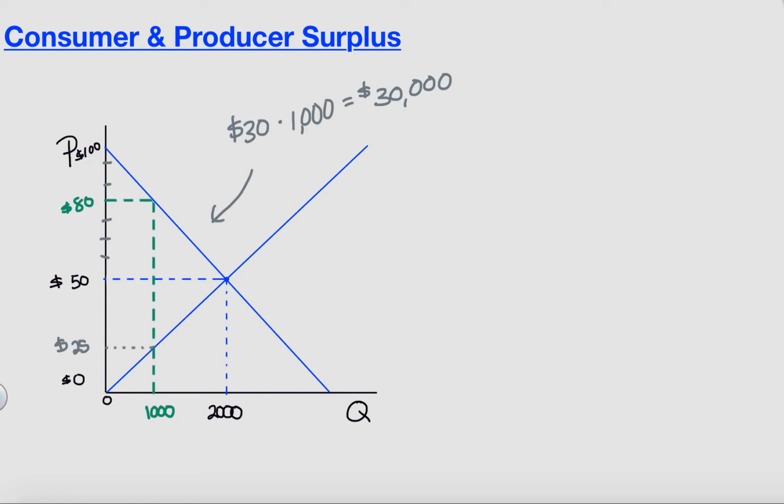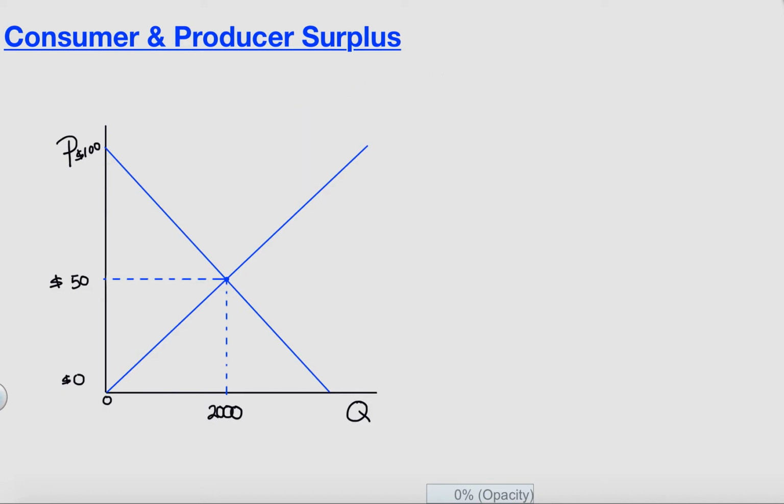So let's clean this graph up and let's look at producer surplus and consumer surplus individually. Anything above the equilibrium, all the way up along the demand curve to the intersection of price and demand, that entire triangle is going to be what we call consumer surplus. And this triangle down here at the bottom is going to be producer surplus. So basically it goes from the equilibrium all the way down to the supply curve, or it goes from the equilibrium all the way down to the demand curve.